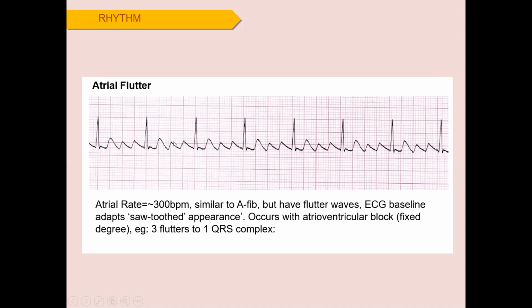But here you can see that three atrial complexes are followed by a QRS. So 3:1 block is there with atrial flutter.